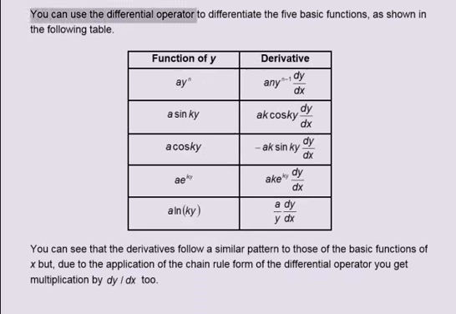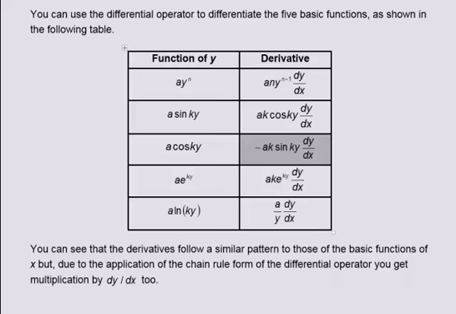You can use the differential operator to differentiate the 5 basic functions as shown in the following table. If the function of y is a times y to the power n, its derivative is an multiplied by y to the power n minus 1 multiplied by dy by dx. If the function of y is a multiplied by sine ky, its derivative is ak cos ky multiplied by dy by dx.